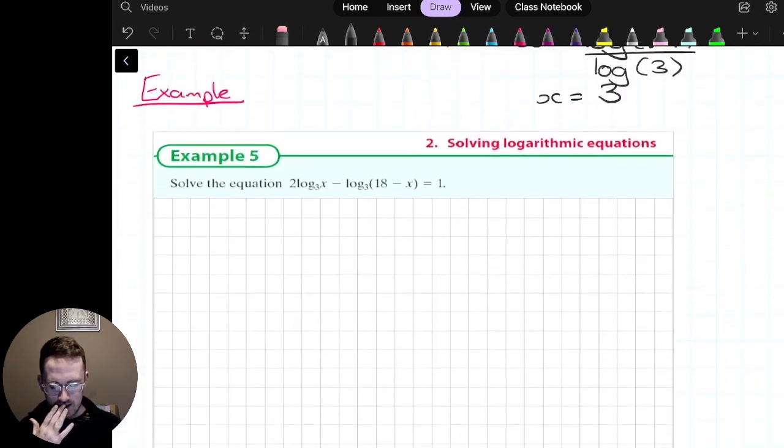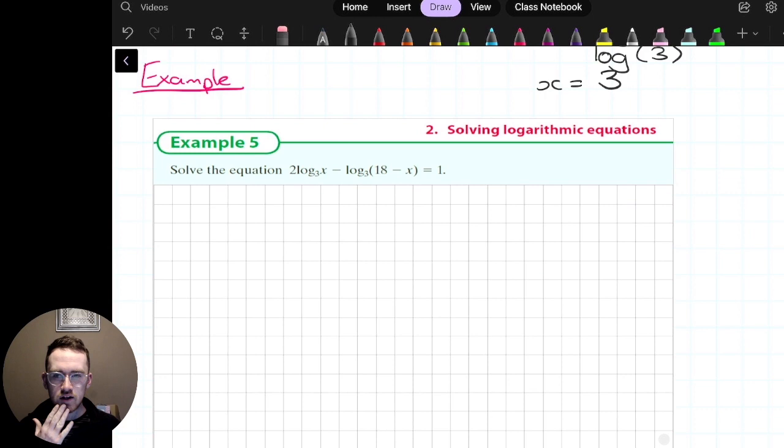So looking at this example, 2 log to the base 3 of x minus log to the base 3 of 18 minus x is equal to 1. Okay, so we need to work out how we're going to deal with this question. And the best thing we can do is try and tidy up the left-hand side first.